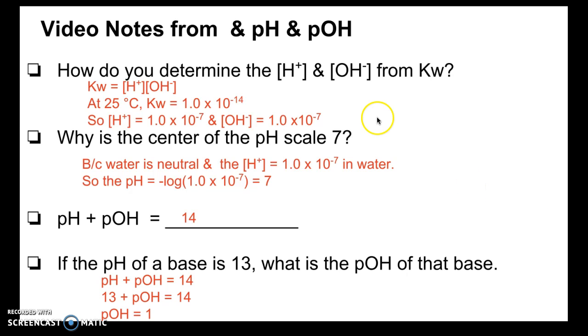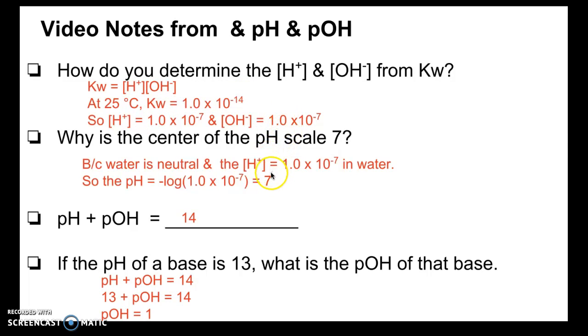For this one, determine the concentration of H+ and OH- from the Kw. We know that Kw is equal to the concentration of H+ times OH-, and at 25 degrees Celsius, Kw is equal to the value of 1.0 times 10 to the minus 14. So if you set Kw equal to 1.0 times 10 to the minus 14, and you solve for both the concentration of H+ and OH-, since these two are equivalent, it'll be the square root of this value. And that's how we get these numbers.